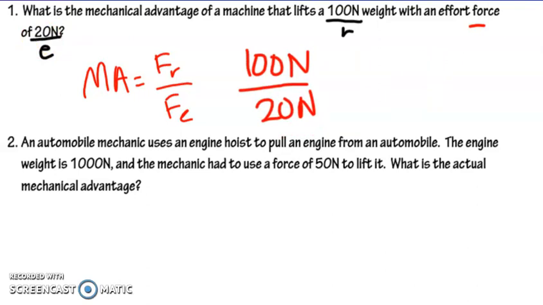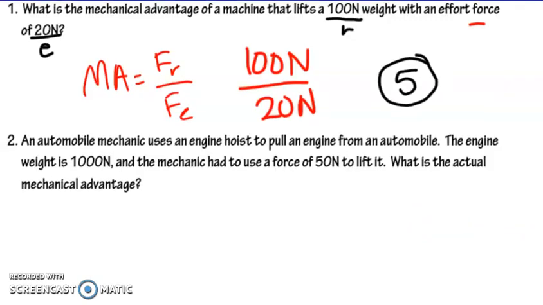And so our answer will be 5. This can be 5 times easier to use this machine than to not use it. Notice that this one's got newtons also, and you can finish solving that one. It'll be with the same exact formula.